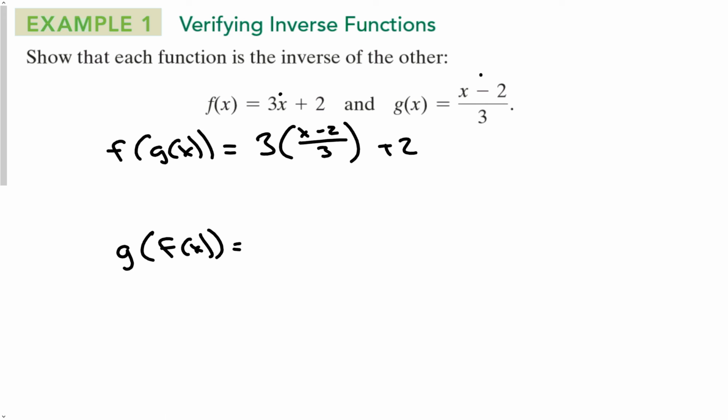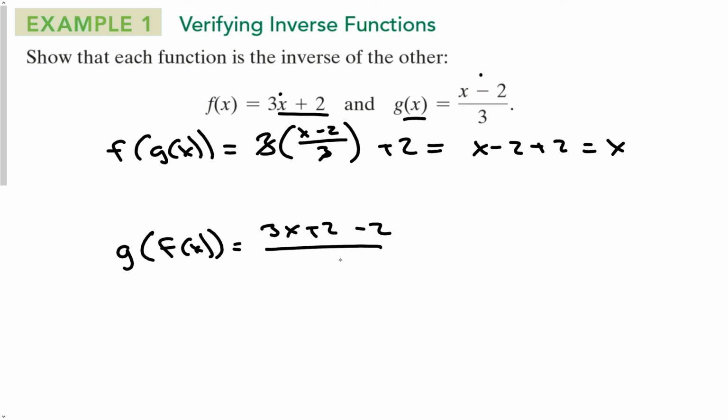Well, if I follow order of operations, I multiply the 3 times (x minus 2) over 3. Those two cancel, and I get x minus 2 plus 2, which is x. That's good. That worked out. But I also have to check the second one. So g of f of x must also be equal to x. And so now I plug f into g. So I take (3x plus 2 minus 2) over 3, which is just going to be 3x over 3, which is x. So both of these, when I plug them into each other, are equal to x.